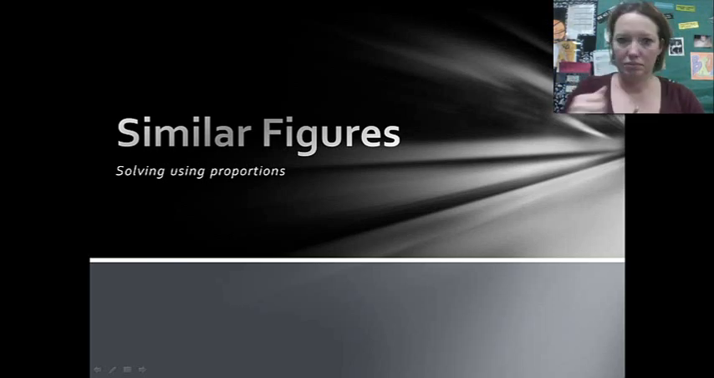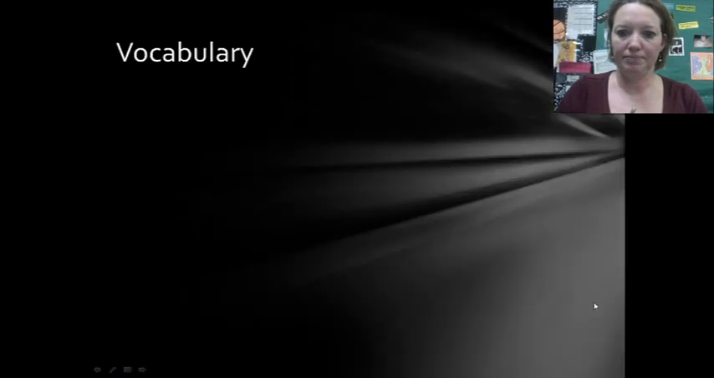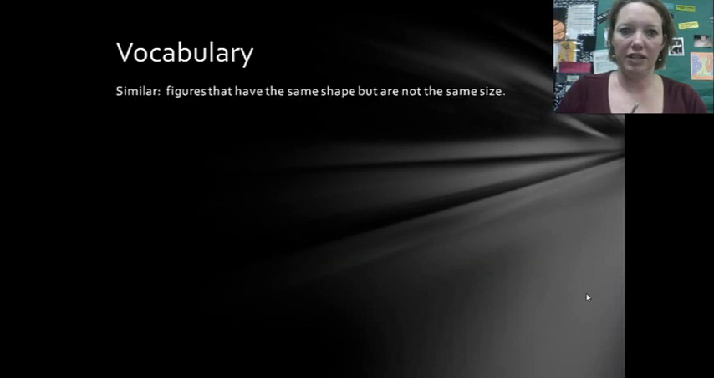Today we'll be talking about similar figures, solving using proportions. In the back of your foldable you have 3 vocabulary words that we need to define. The first one is similar. Figures that have the same shape but are not the same size. These could be 2D shapes, they could be 3D shapes.